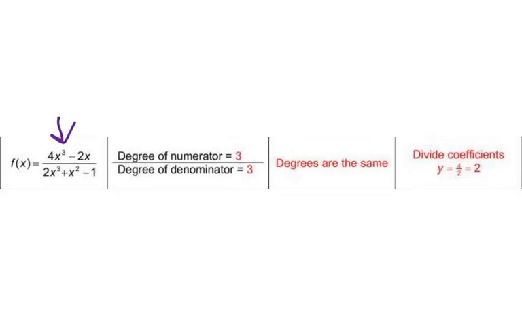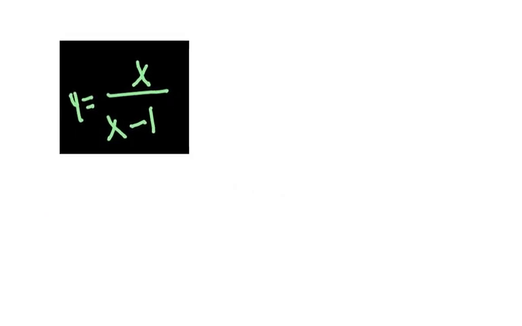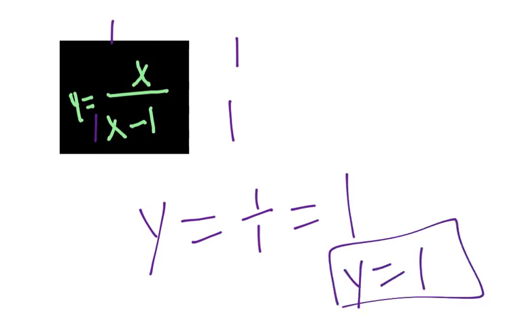Degree of the numerator is 3. Degree of the denominator is 3. They're the same, so you have to make your fraction. It's going to be 4 over 2, which reduces to y equals 2. So looking at this one, degree of the top, or the numerator, is 1. Degree of the bottom, or denominator, is 1. They're the same, so you have to take your leading coefficient. y is equal to 1 over 1, because they both had a coefficient of 1. So y equals 1 is your horizontal asymptote.